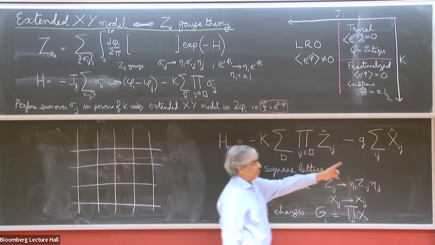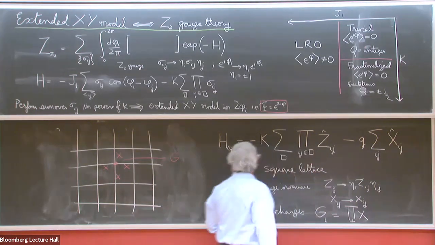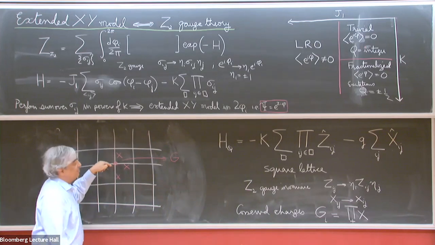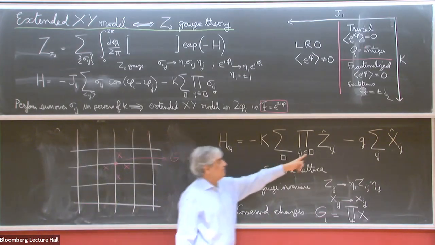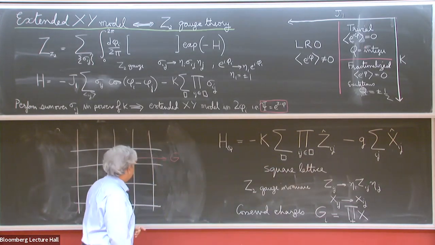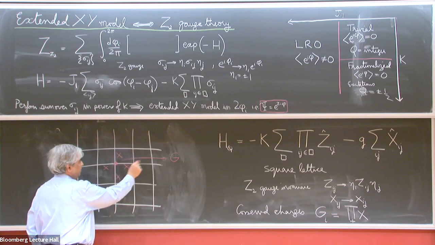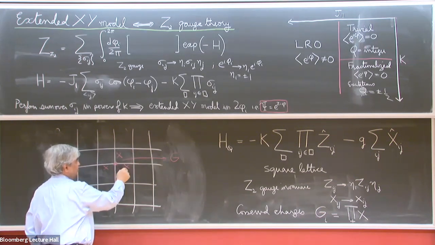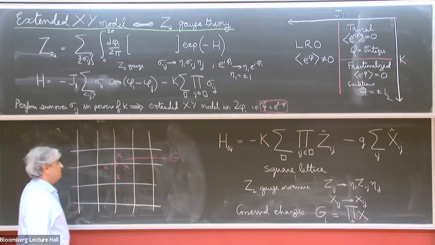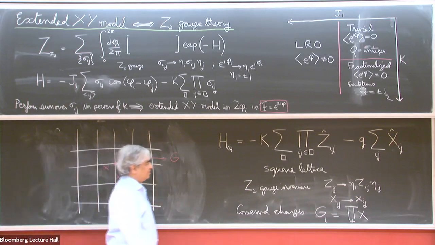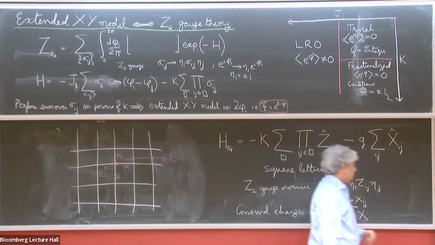Well, it obviously commutes with the x operator. Now, the x operator on any given link anti-commutes with the z. But you notice that this particular plus sign always overlaps with an even number of z's. So if I take the plaquette, there'll be these two x's and the two z's, and therefore G_i commutes with the Hamiltonian.